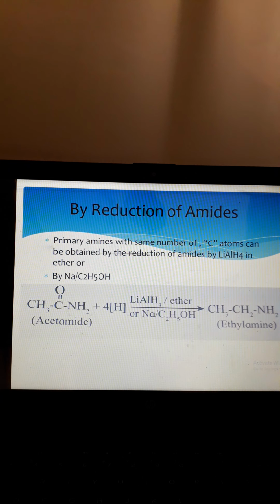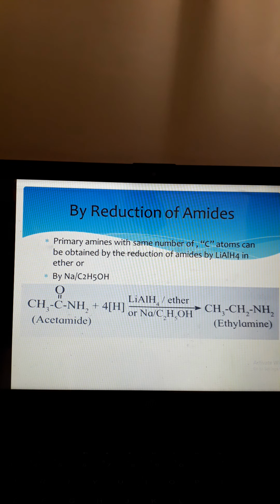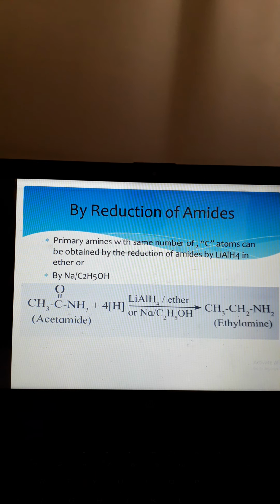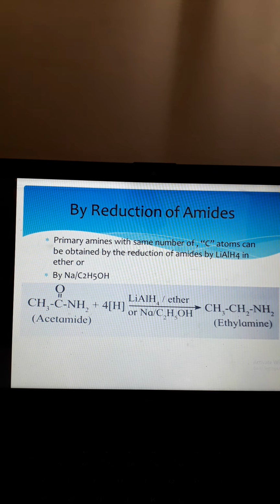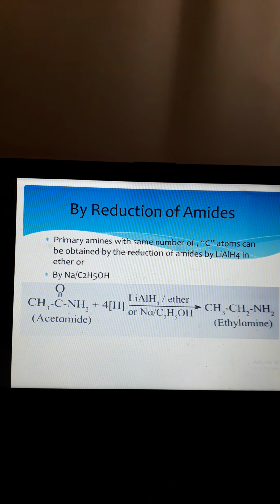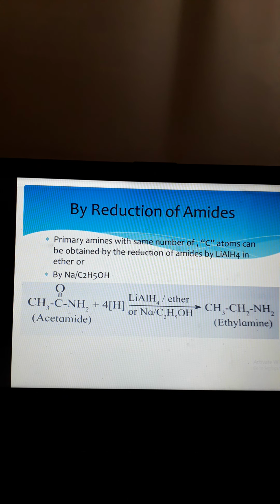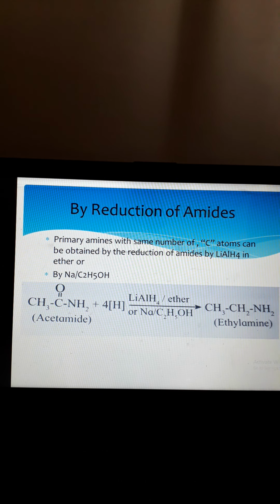Now after these 3 processes, there is the 4th method, that is reduction of amides. So here also after the reduction of amides, we are going to get the primary amine. Here whatever the number of carbon atoms in the reactant side, we will get the same number of carbon atoms in the product side. So primary amines with the same number of carbon atoms can be obtained by the reduction of amides by lithium aluminium hydride, that is LiAlH4 in ether solution.